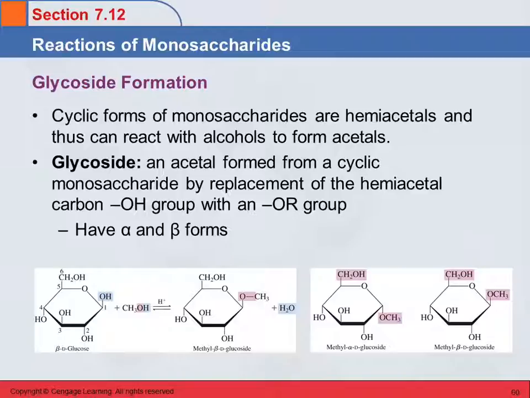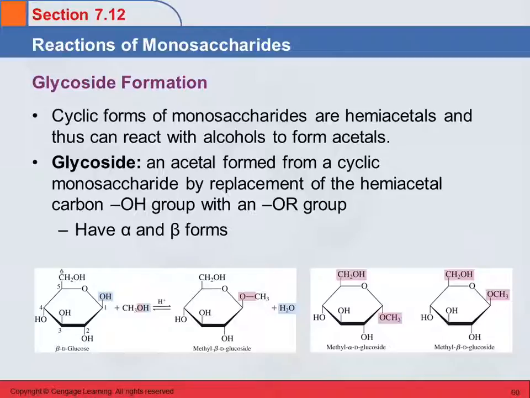Another thing that can happen is glycoside formation. The cyclic forms of monosaccharides are hemiacetals, right? Here we've got this carbon, it's got a hydroxyl group here, and this ether linkage over here. A hemiacetal can react with an alcohol to form an acetal. Now this carbon has two ether linkages. This is the full-blown acetal. And when we do this with monosaccharides, they're called glycosides. So glycoside. That is glucoside.